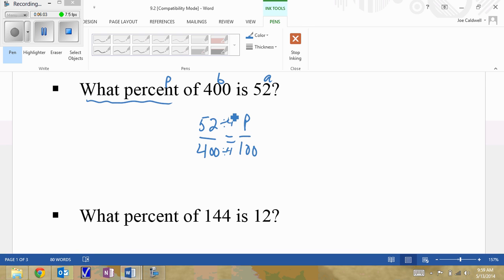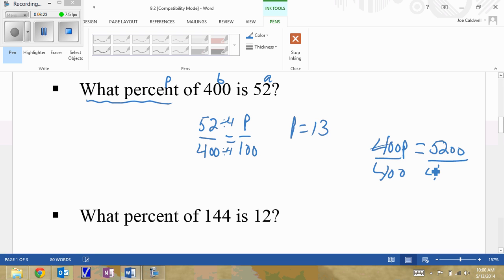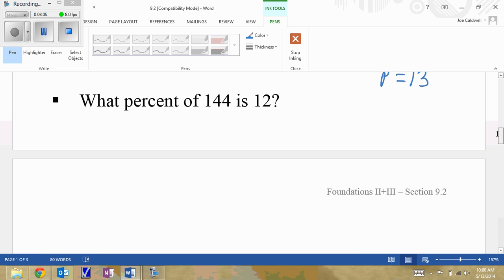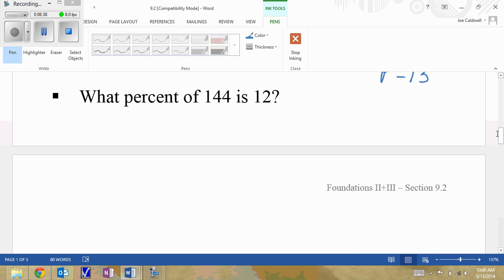and you would get an answer of P equals 13. And again, you're also welcome to do cross multiplying, where you'd have 400 P equals 5200, and divide both sides by 400, and you would get P equals 13. So again, there's just two ways to go about doing that, whatever way you're more comfortable with. This way was kind of using the equivalent ratios like we did last chapter. Okay. All right, and then last one again, what percent?